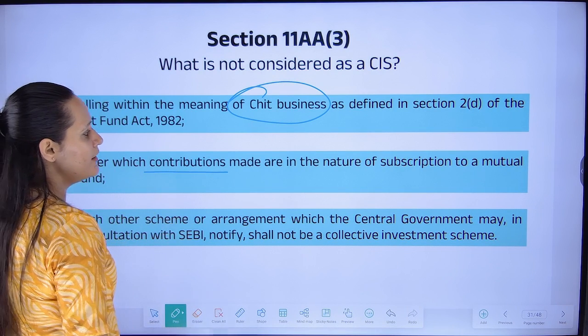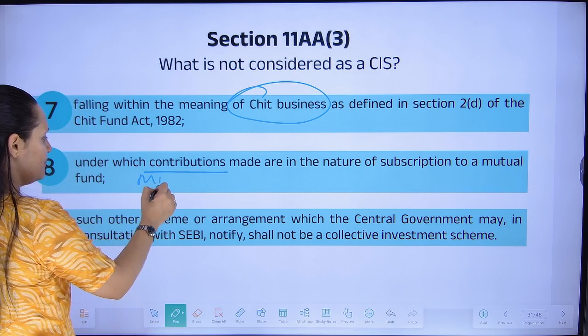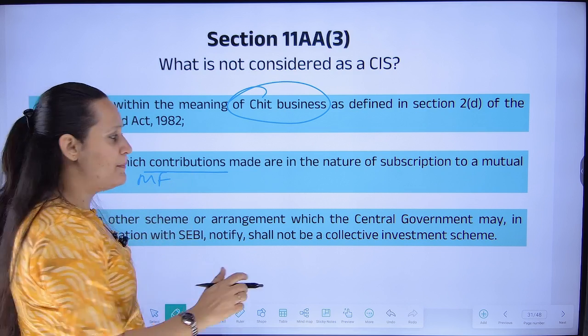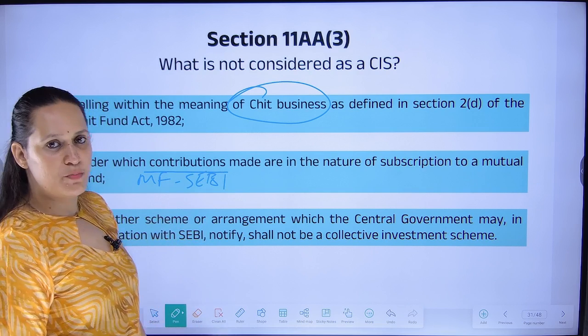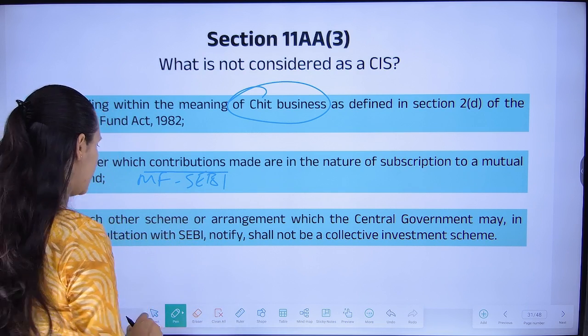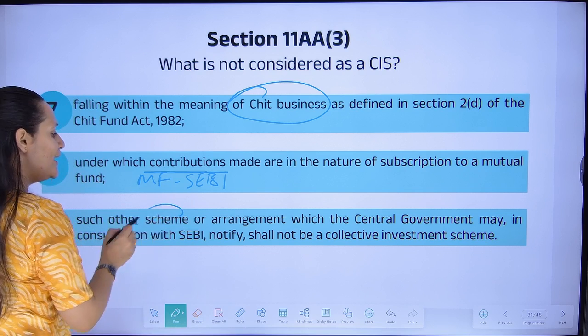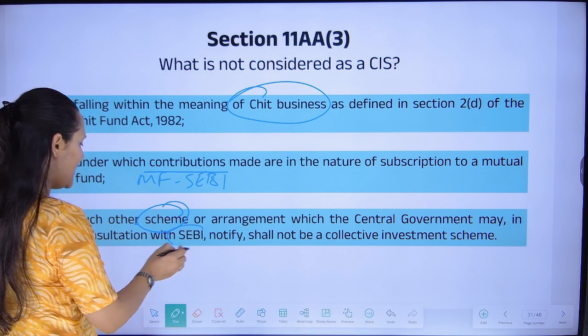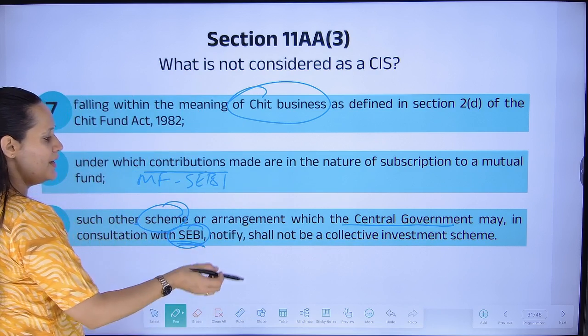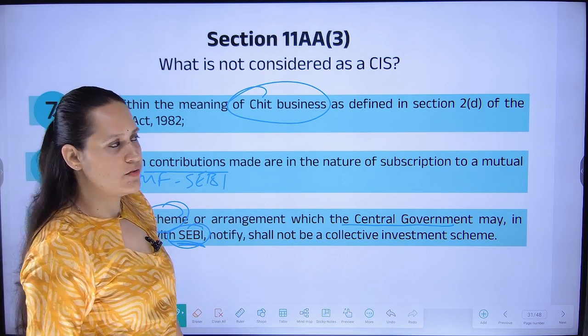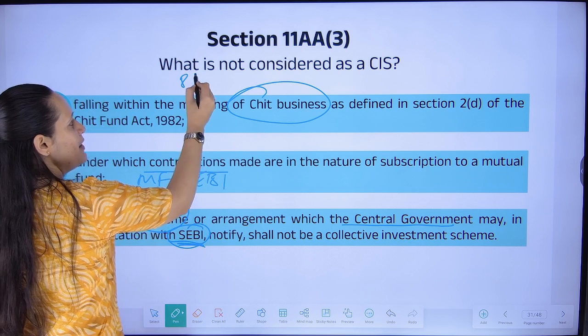Any contribution made in the nature of a mutual fund, because you have the mutual fund regulations of SEBI itself as a regulatory authority. So you have a specific regulation for mutual funds, so it is outside the ambit of CIS regulations. Or any other scheme which can be notified by the central government after consultation with SEBI will not be considered as a CIS. So total 8 specific points are there.